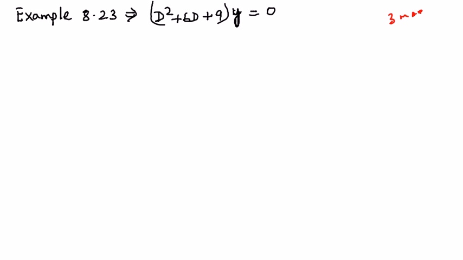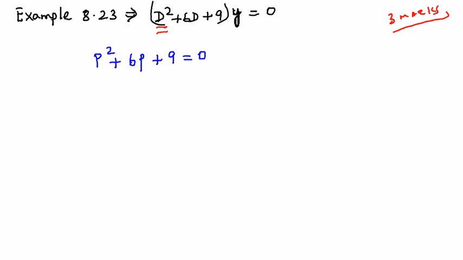So example 8.23 is ideally only a 3-mark question. It will be a part of your section B. This is a second order linear differential equation, right? Whenever you have a second order linear differential equation, the procedure is as follows. You have to find the characteristic equation. To find it, you substitute p instead of d, and you get p squared plus 6p plus 9 equals 0.